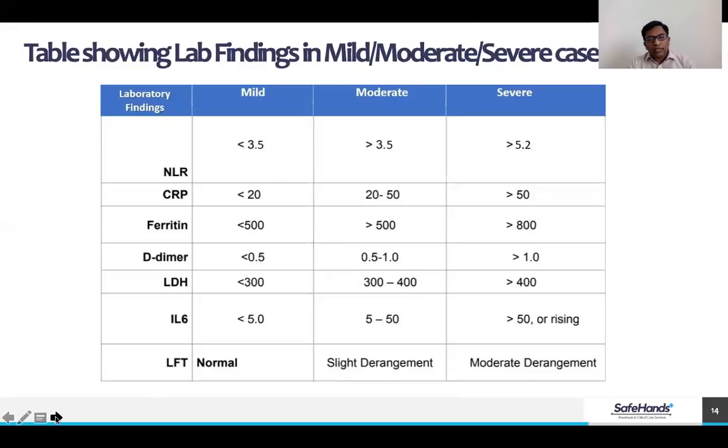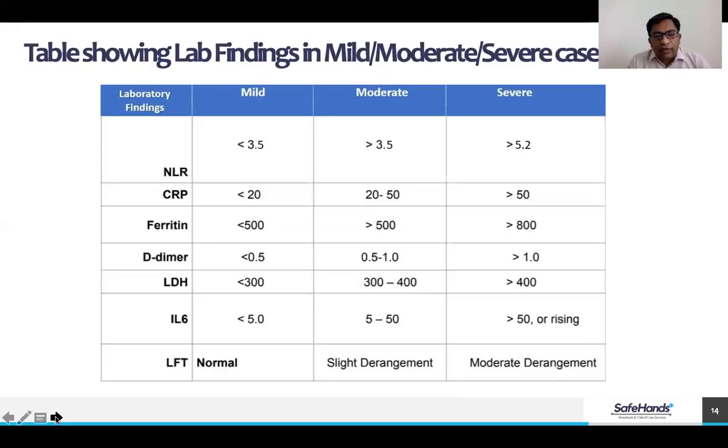Ferritin in mild cases less than 500, moderate more than 500, and severe cases more than 800. D-dimer less than 500 in mild, moderate 500 to 1000, severe more than 1000. D-dimer has gone up to, I've seen a case of 18,000, so high. LDH less than 300 mild, moderate is 300 to 400, severe cases more than 400.